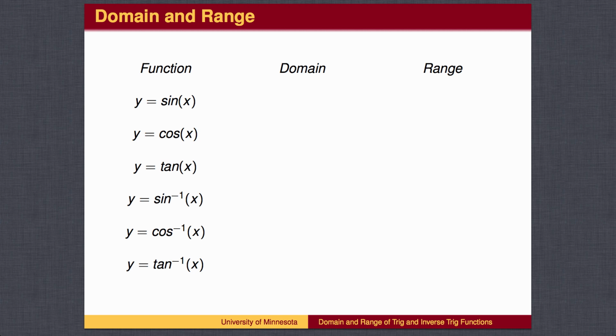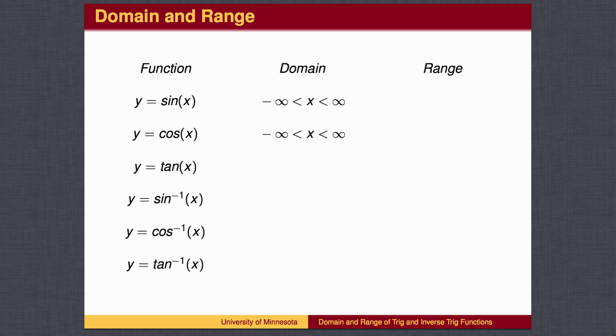The inputs to the functions sine and cosine are typically thought of as angles on the unit circle, measured in either degrees or radians. Every angle has a sine value and a cosine value, so the domain of both the sine function and the cosine function is everything from negative infinity to infinity.